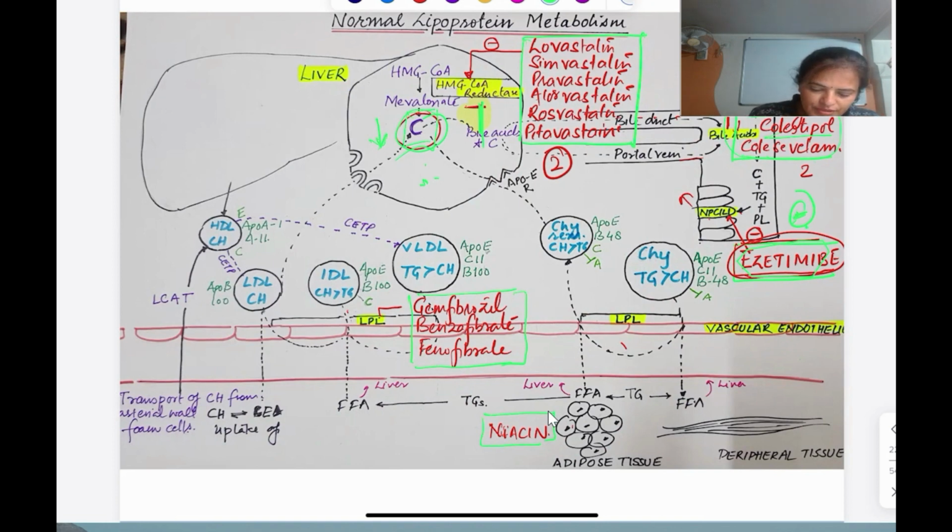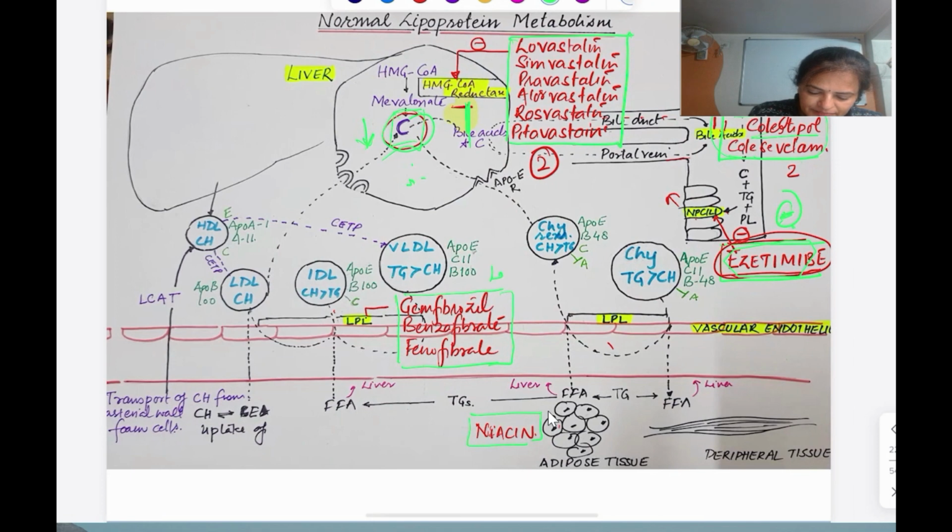Then number 4 is this group of drugs, fibrates. What are they? They are PPAR alpha agonists or activators. So what they do, they increase the activity of gene expression. Gene expression of what? Most of the enzymes, mainly the LPL enzyme. So with lipolysis, it is going to decrease the level of triglyceride. Then ultimately it is going to increase the level of HDL cholesterol. It is also going to increase the expression of the LDL receptor.